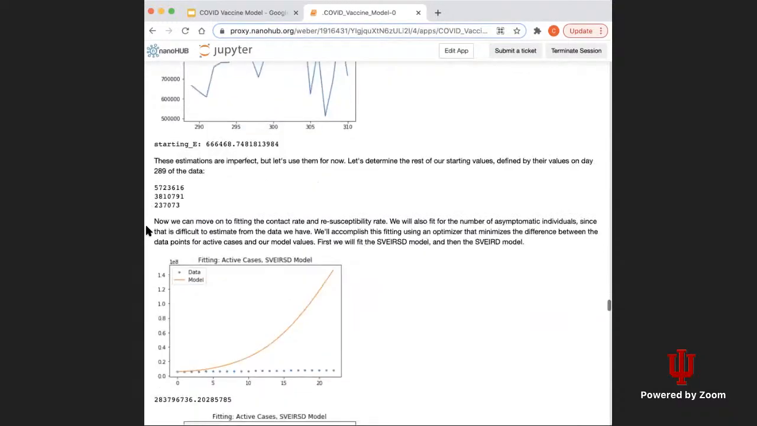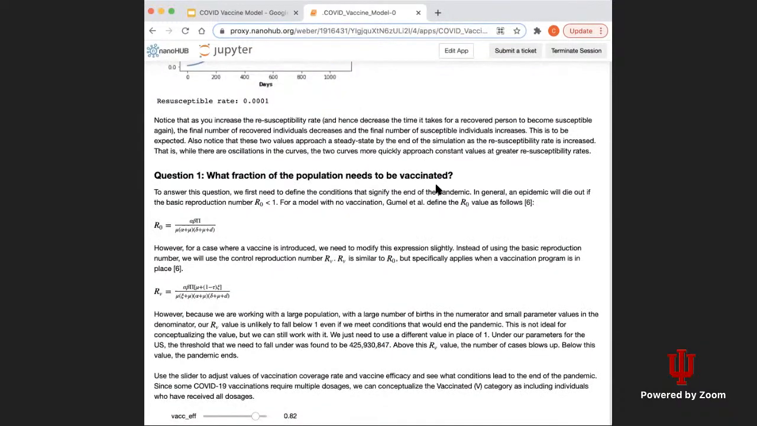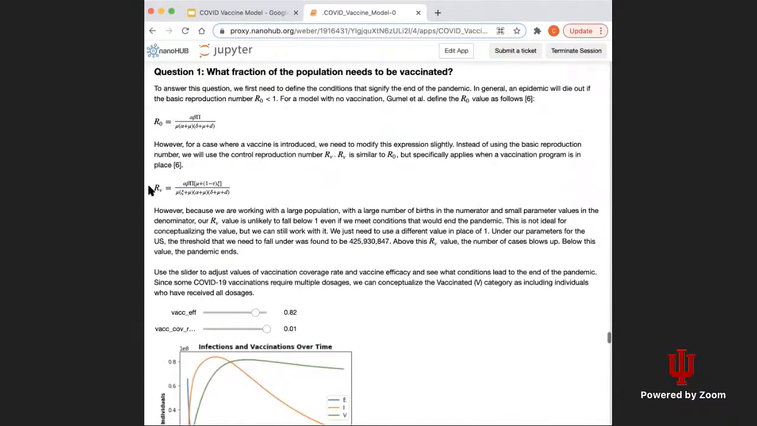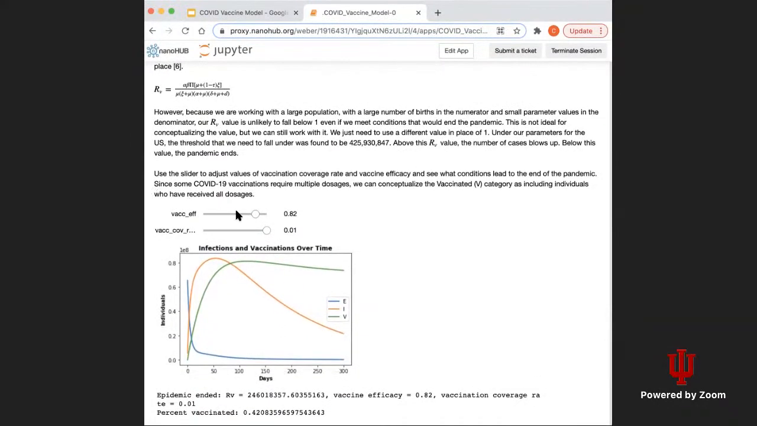But the questions themselves, which are seen further down, allow the user to answer for themselves how changing certain parameters, and vaccine parameters specifically, can affect the overall model in the application, which compares to how certain parameters in the real world could affect an overall viral infection. The first is, again, what fraction of the population needs to be vaccinated in order for the epidemic to end.